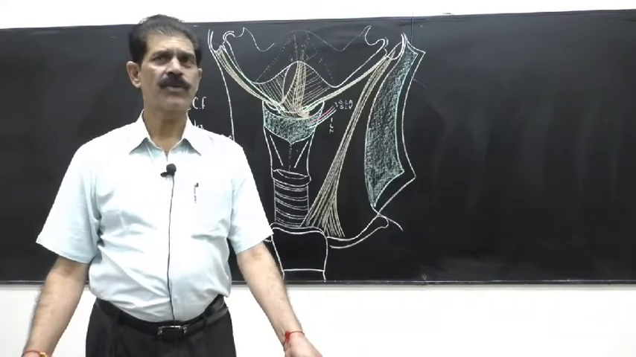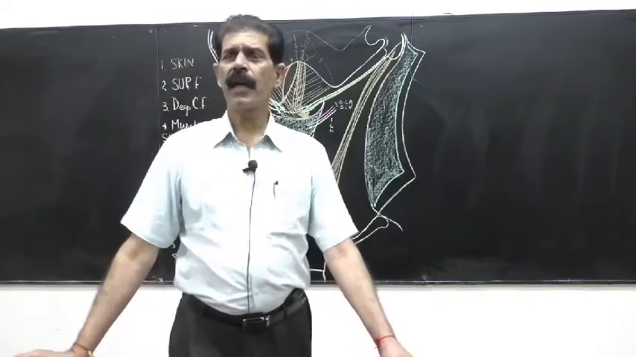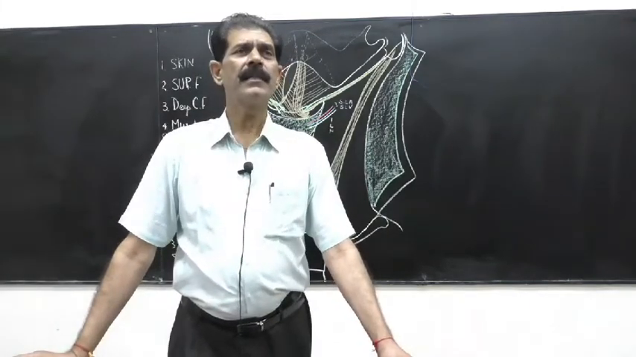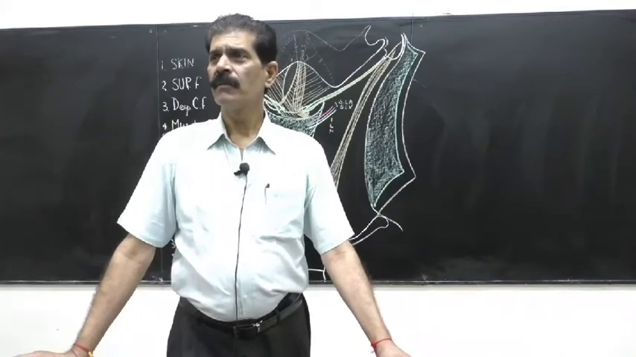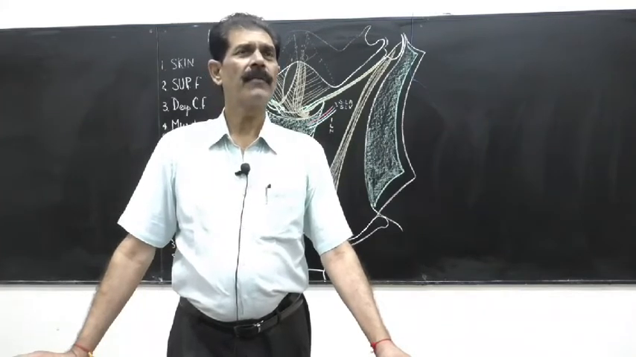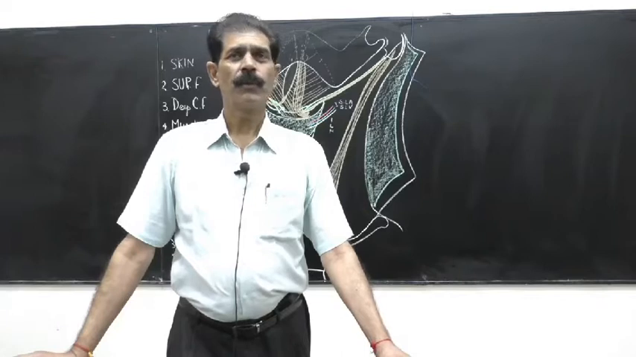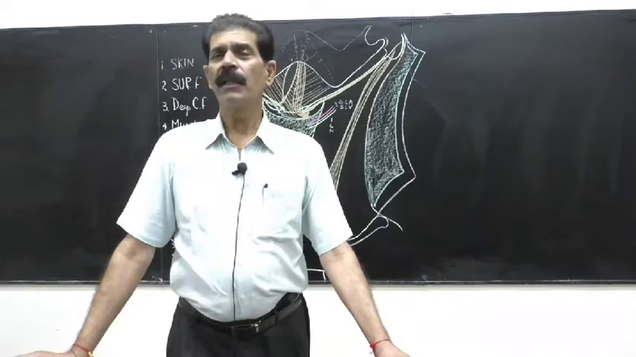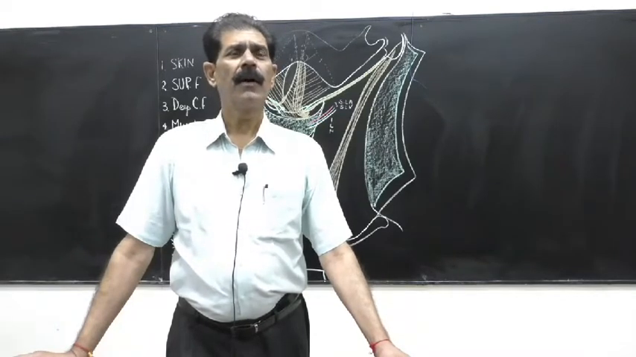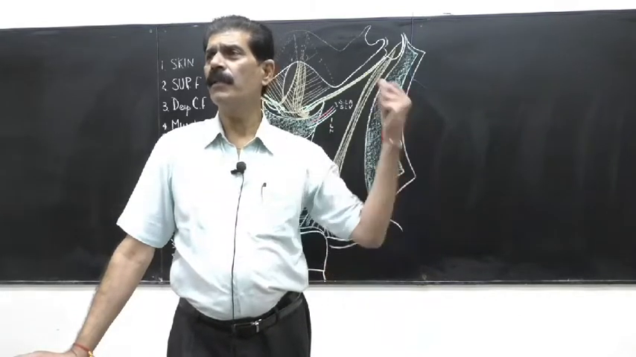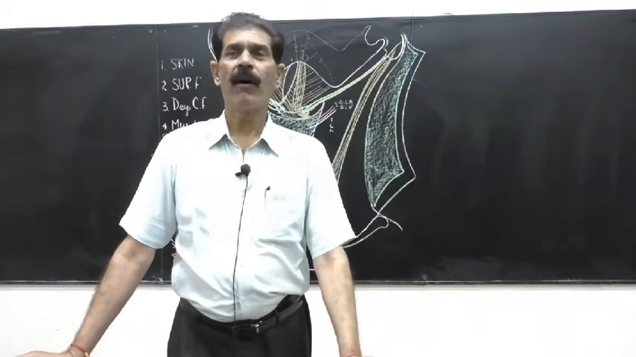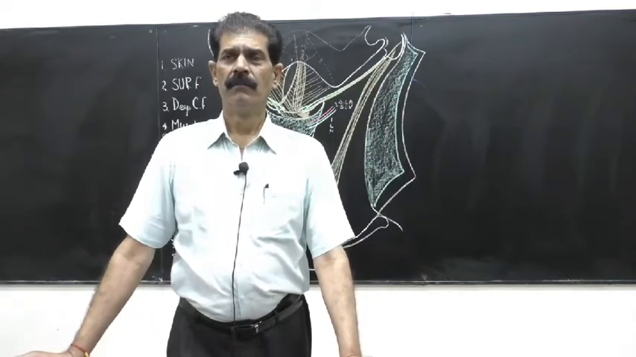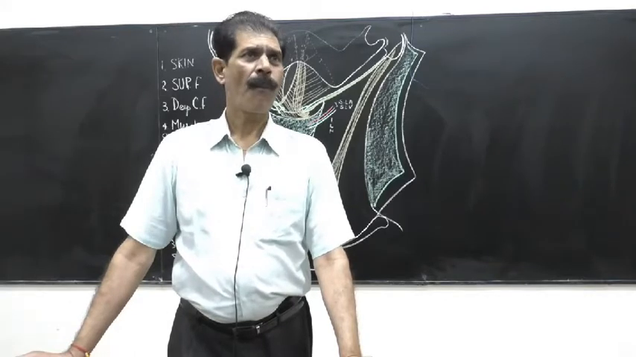If you remember, the posterior trunk has 3 sensory and 1 motor. The anterior trunk is the opposite: 3 motor and 1 sensory. So the posterior trunk has 3 sensory: lingual, auriculotemporal, inferior alveolar, and the only 1 motor is the nerve to mylohyoid. So this should be on your fingertips. Now half of head and neck is over.